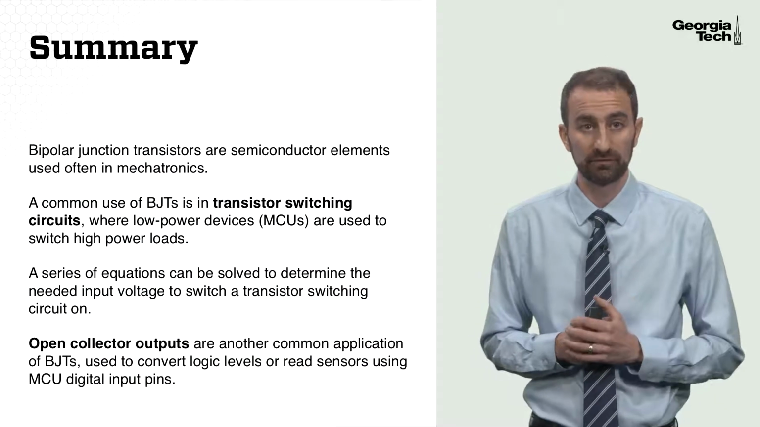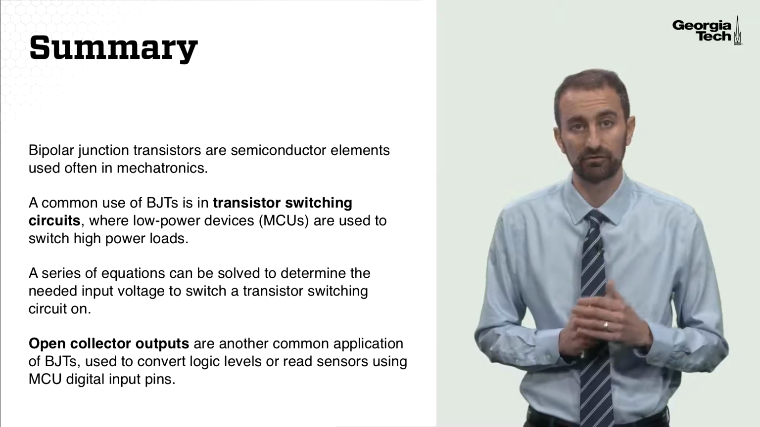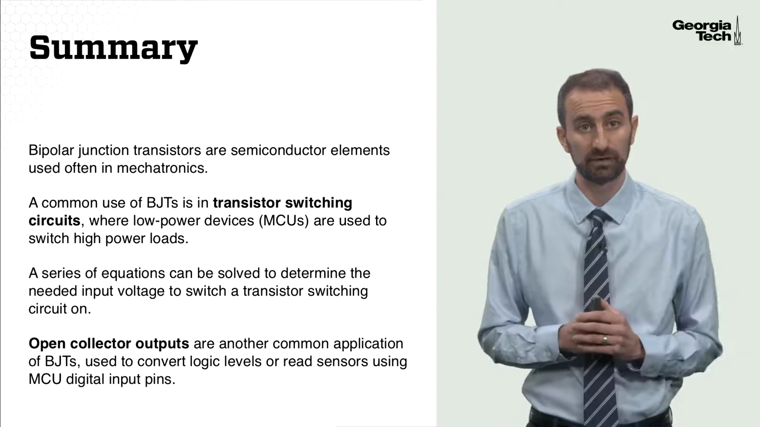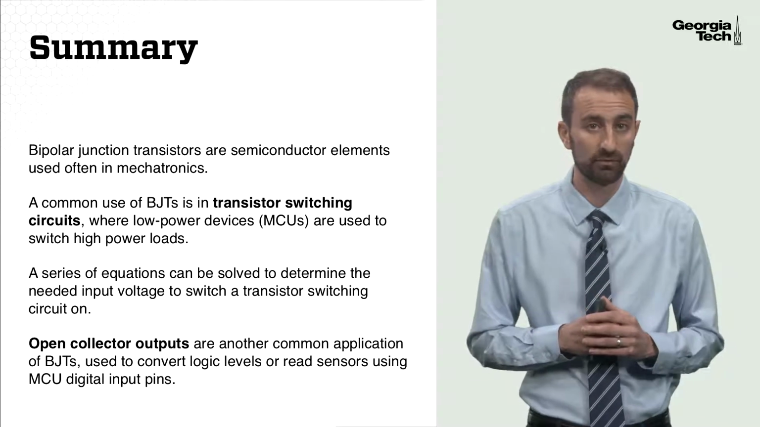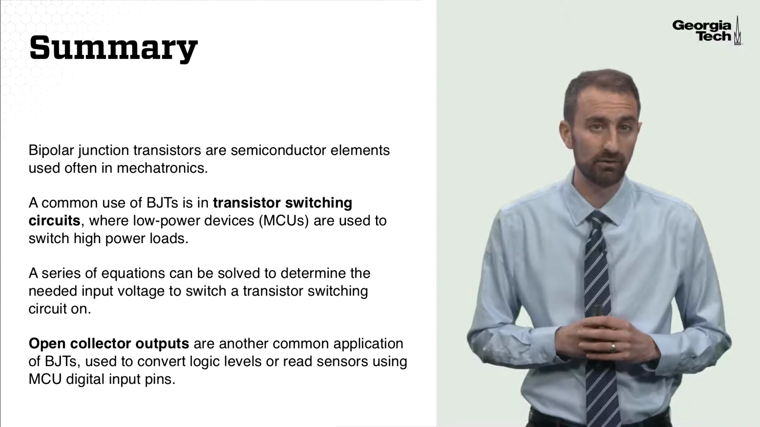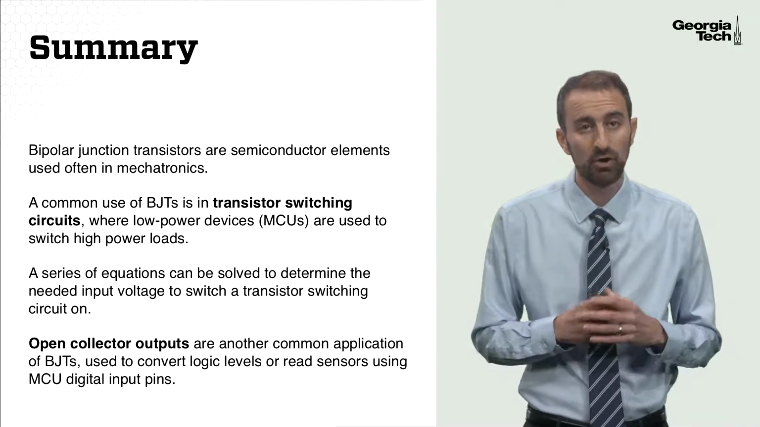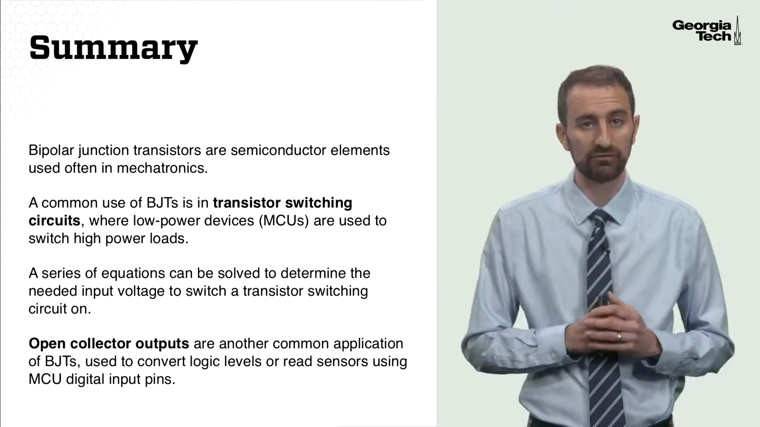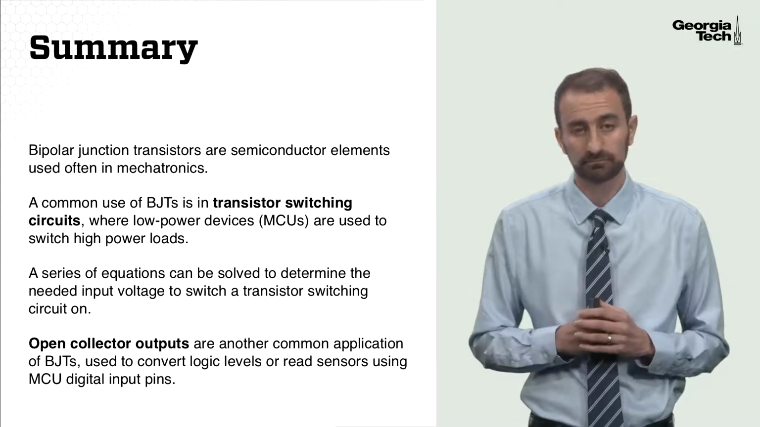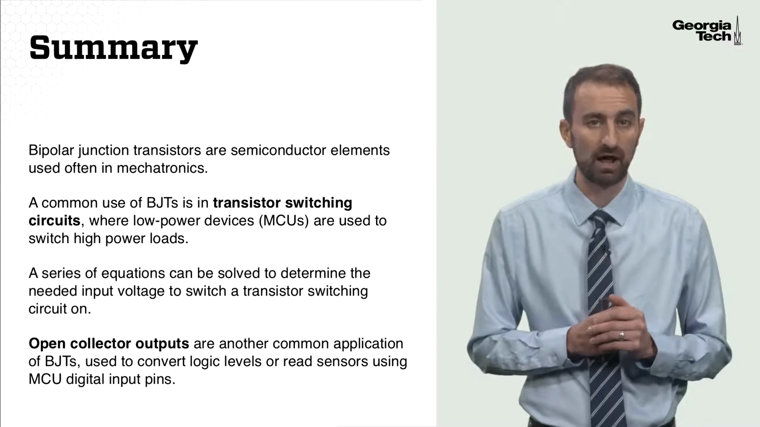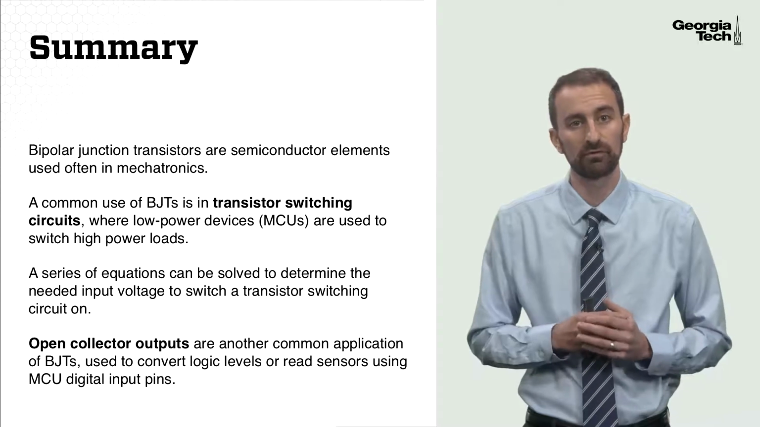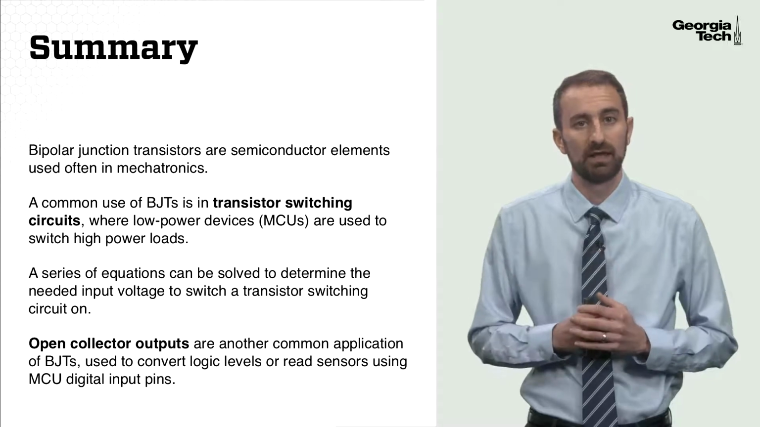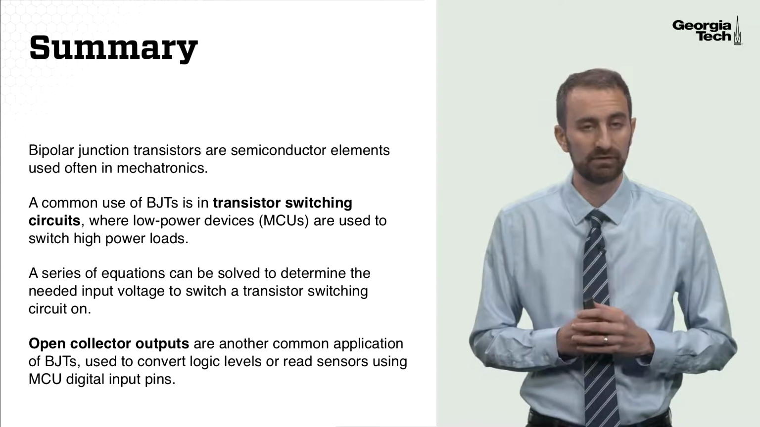To summarize what we've learned in this lesson, BJT transistors are semiconductor elements, and they're used often in mechatronics for transistor switching circuits, where we have low power devices such as microcontrollers used to switch on high power loads such as motors or LEDs. We can write a series of equations to determine the needed input voltage to switch a transistor circuit on and off. Finally, open collector outputs are used commonly when interfacing sensors with microcontrollers that allow sensors to be converted to different logic levels and be read with microcontroller digital input pins.